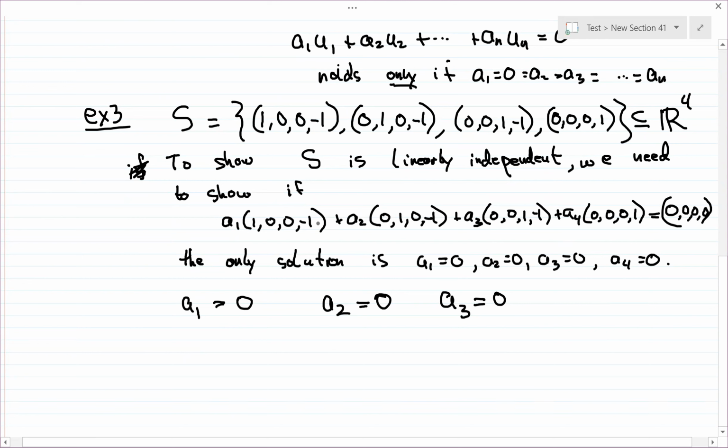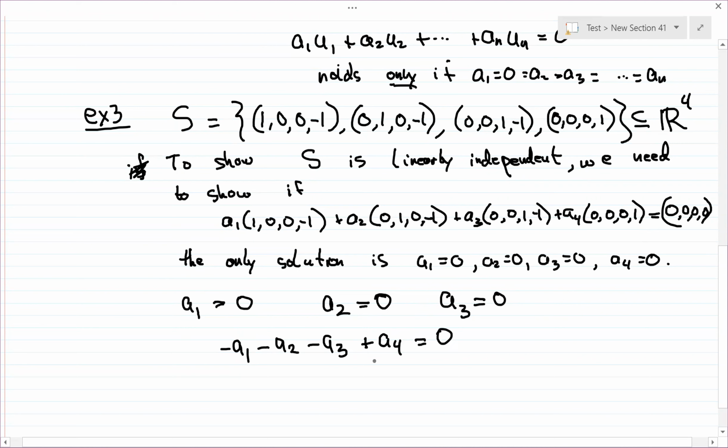This would be A1 times -1, so that would be minus A1. This one would be A2 times -1, so that would be minus A2. This would be A3 times -1, so that would be minus A3. This would be A4 times 1, so that would be A4. And what are we comparing it to? It's 0 on the right side.